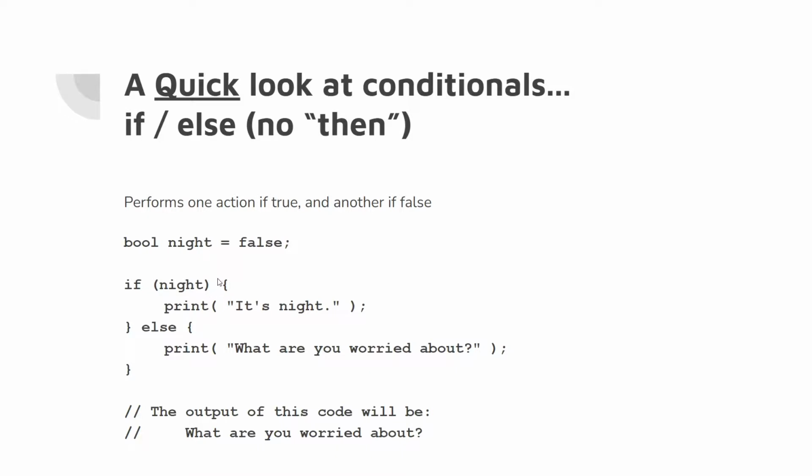It just means, is this true, right? If night is true, it's night. Otherwise, or else, print, what are you worried about? Because it's not night, right? So if it's not night, it must be day. There's nothing to worry about. So the output of this bit of code would be, what are you worried about? Because night is getting set to false, so it's never night in this little chunk of code. It's always daytime.